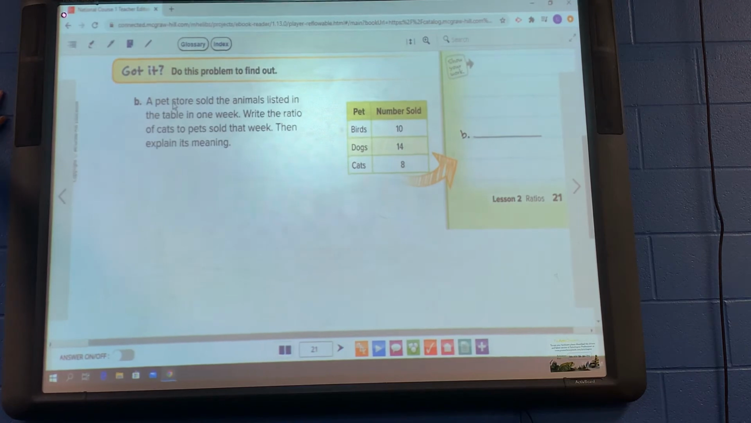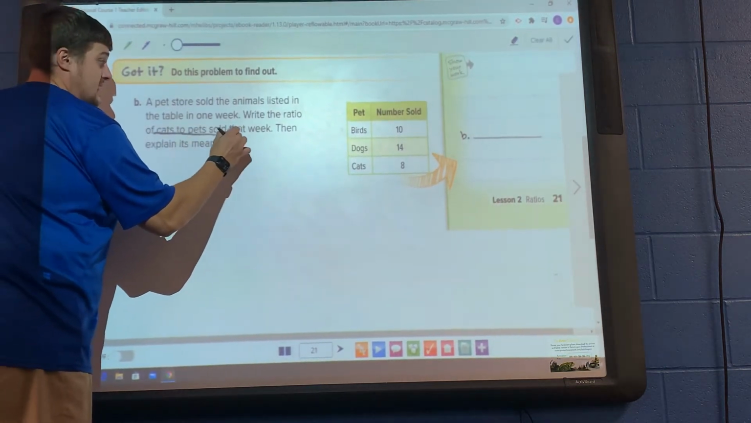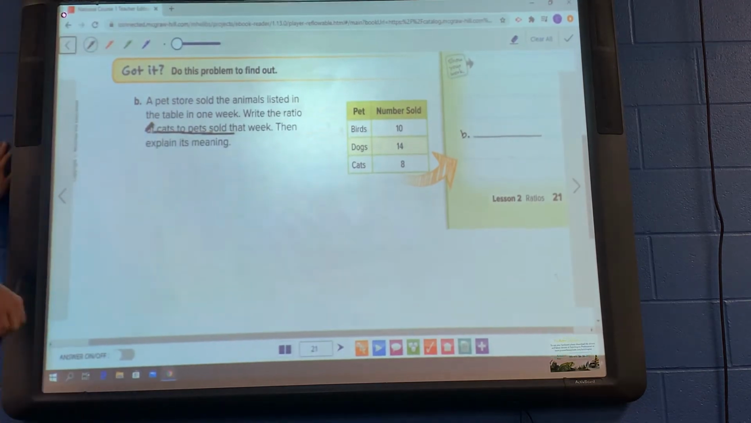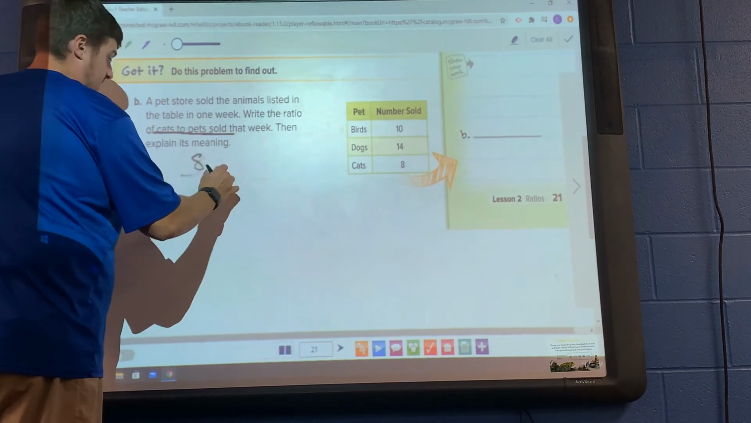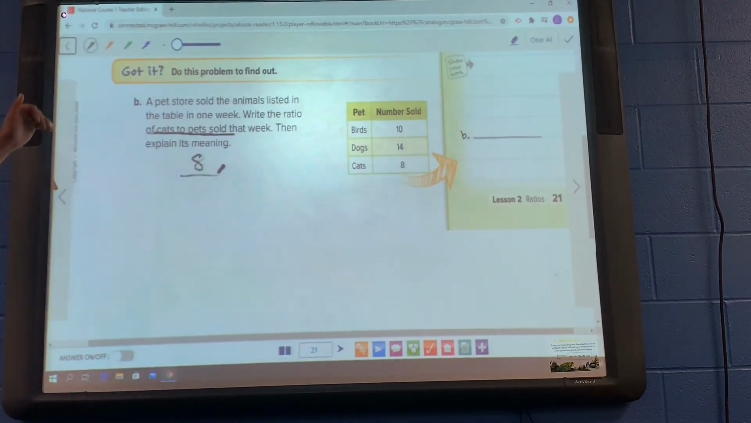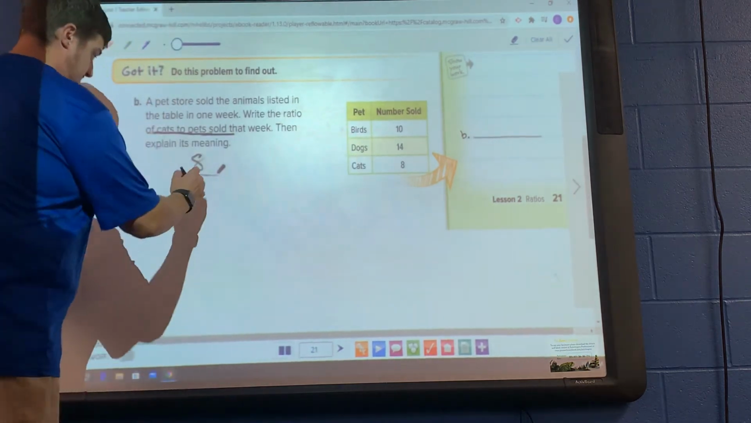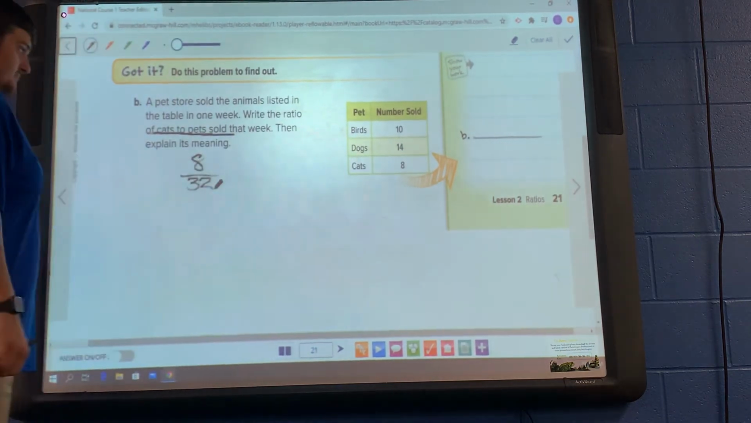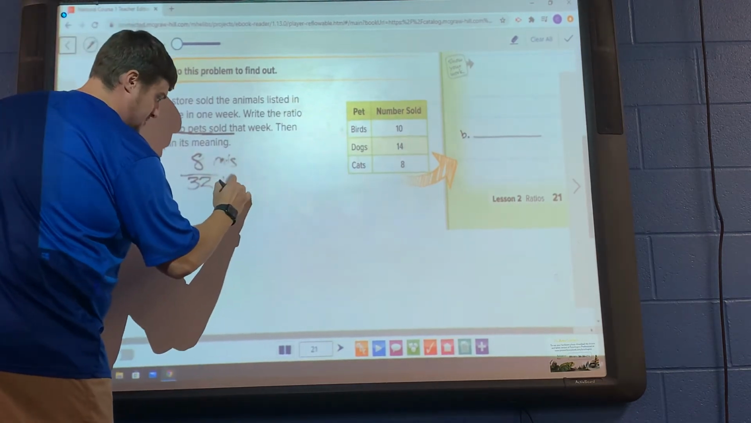A pet store sold the animals listed in the table in 1 week. Write the ratio of cats to pets sold that week, then explain its meaning. So if you look, we're talking about cats to the total number of pets sold that week. Cats, first off, is 8. So we're gonna start there. The total amount, we gotta add these all up. So that's gonna be 32. So we have 8 cats, 32 total.